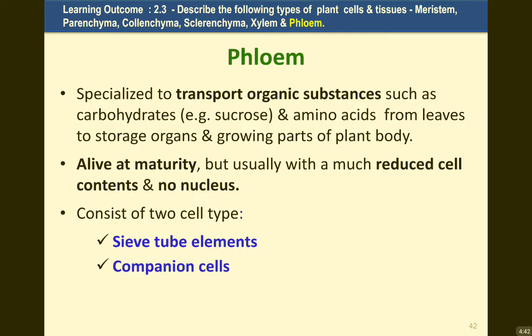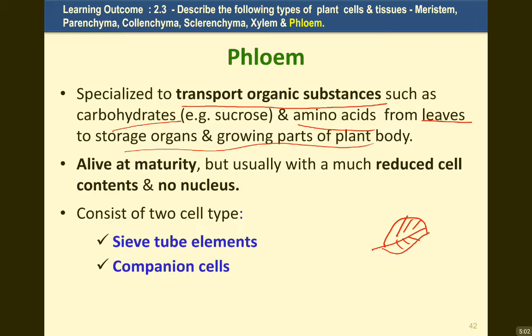Next, phloem is to transport organic substances, the food for the plant, for example carbohydrates and amino acids, from the leaf to the storage organs and growing parts of the plant body, because the leaf undergoes the process of photosynthesis.